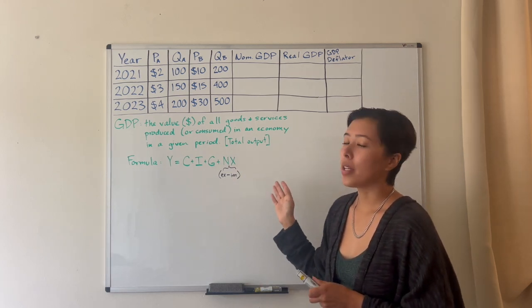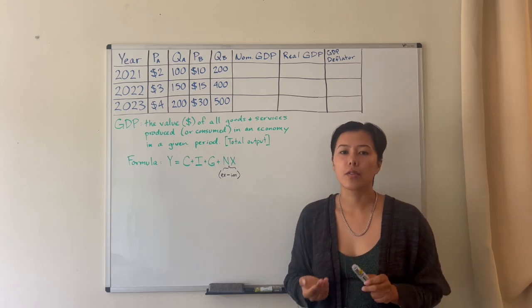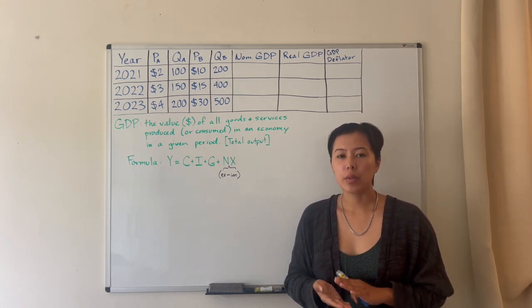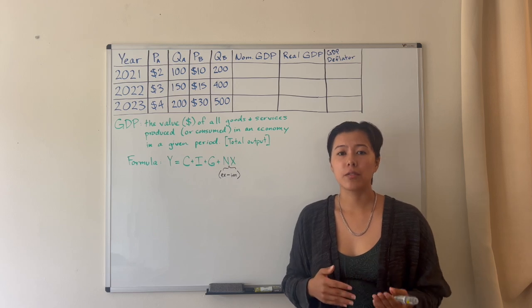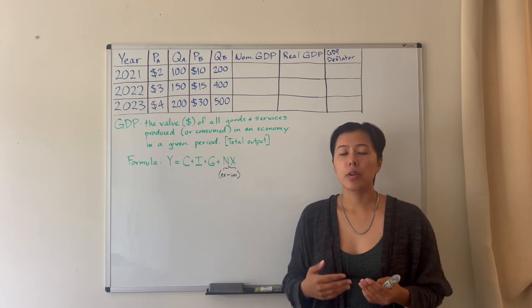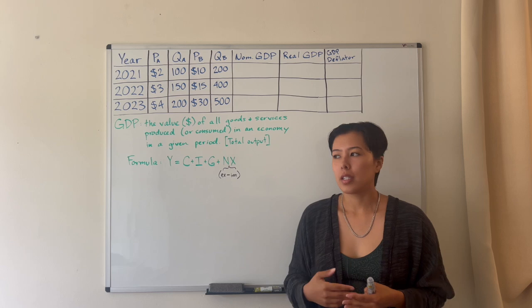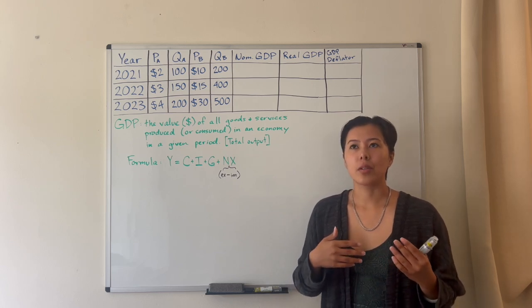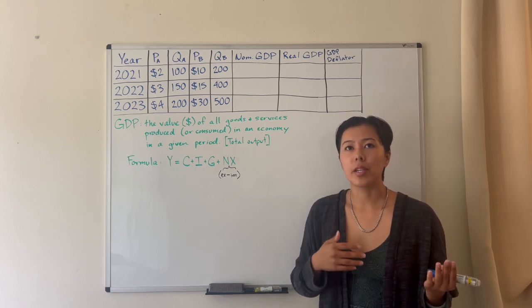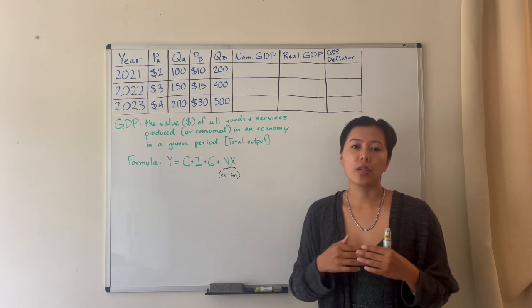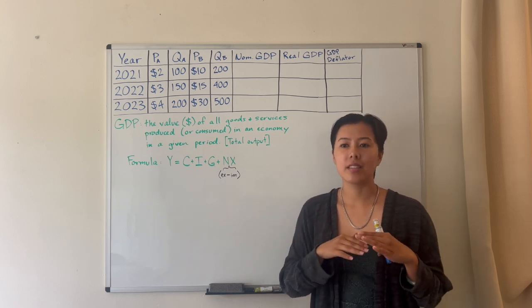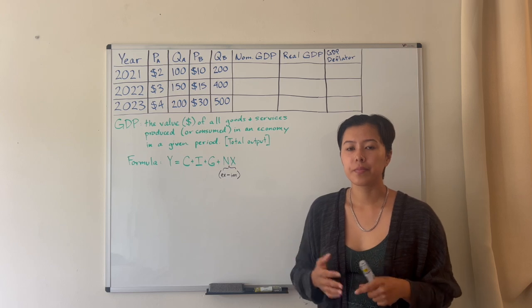Whereas real GDP is adjusted for inflation. So when we calculate real GDP, instead of using prices from that current year, we're going to use prices from a base year. And so that tells us that we're kind of calculating what GDP would be if there was no inflation, if prices had stayed the same as they were in that base year.